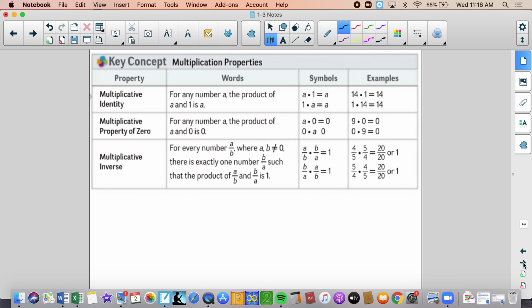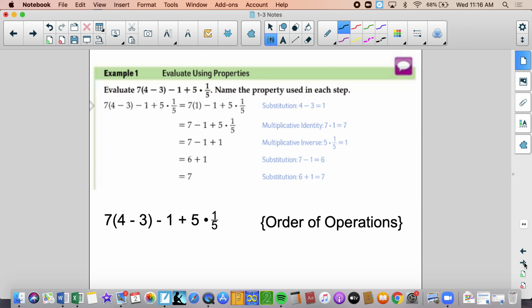So other multiplication properties: the multiplicative identity, we just saw that, A times 1 equals A. The multiplicative property of 0, A times 0 equals 0. And then the inverse, A over B times the reciprocal or multiplicative inverse, B over A, equals 1. And those are examples. So let's look and see why or when we use these things.